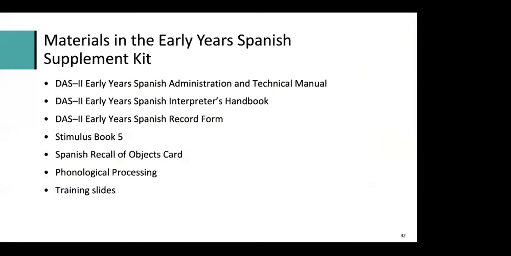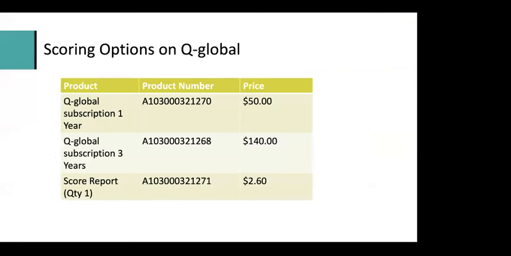Now, if you're wondering what the early year Spanish supplement kits include, I've listed all the components of the kit here. So you can see it includes the Spanish Administration and Technical Manual, the Interpreter's Handbook, the Early Year Spanish Record Form, Stimulus Book 5, the Recall of Objects card, Phonological Processing, and training slides.